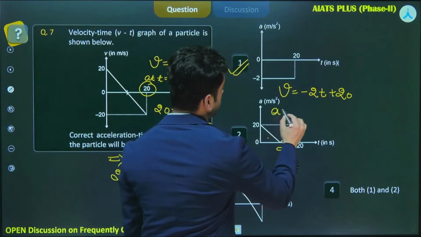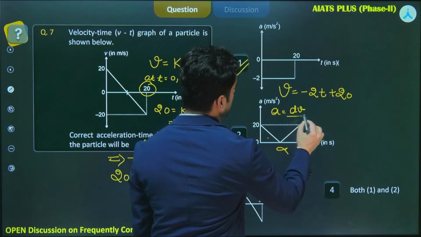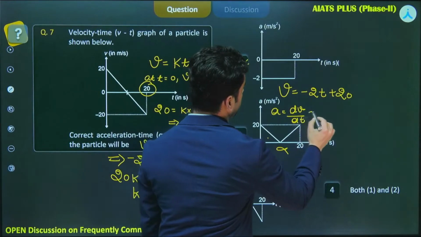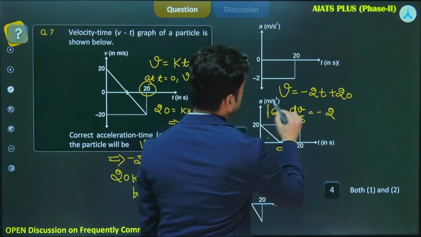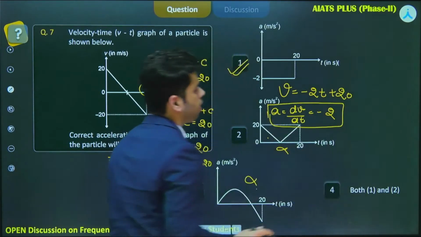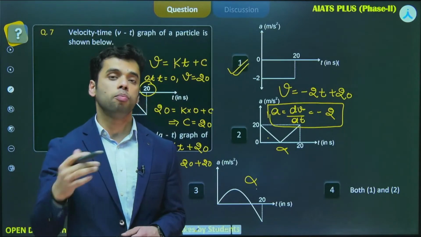There you go, you have an equation of velocity and time, that is minus 2t plus 20. You need to find the acceleration. Acceleration will be equal to dV by dt. Differentiate this, and it will be equal to minus 2. So acceleration is minus 2, negative and constant. That is the information we derived from the slope also.